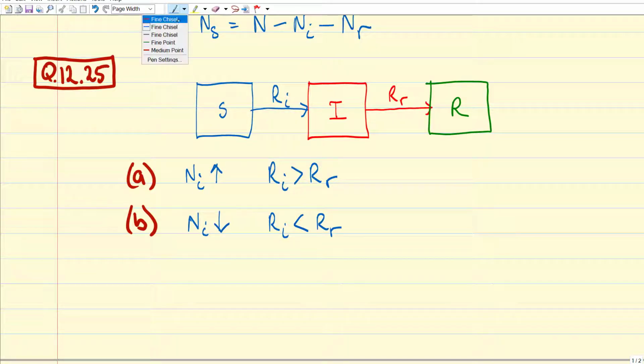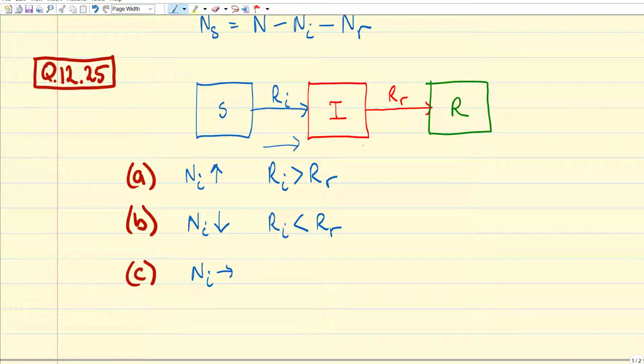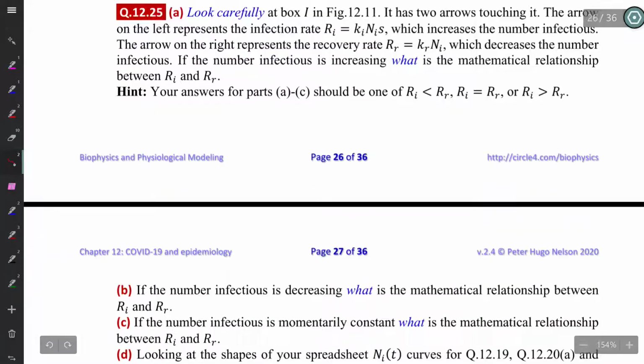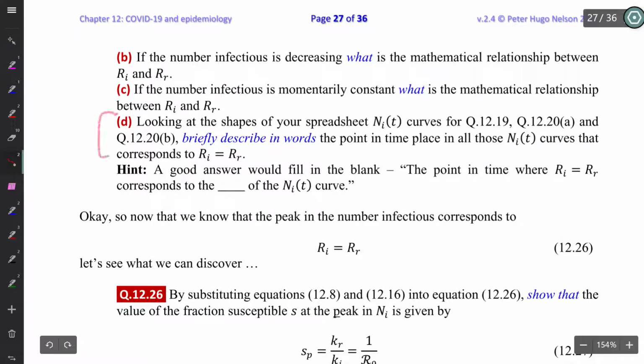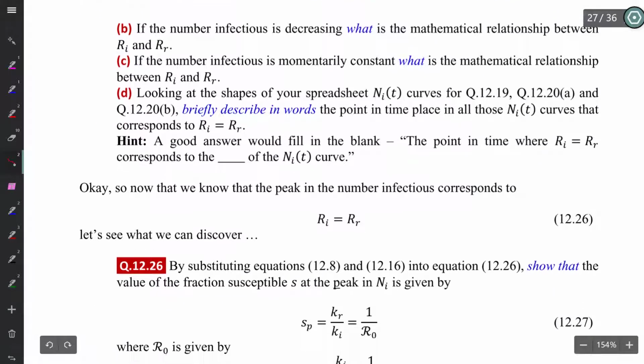And then the last case is kind of the transition between those two, and that's when Ni is staying constant, and in that case the number coming in has to equal the number coming out. So mathematically we can write that as Ri equals Rr. Okay, let's go back and check if we finished the question. What's the mathematical relationship? And then part D is pretty straightforward.